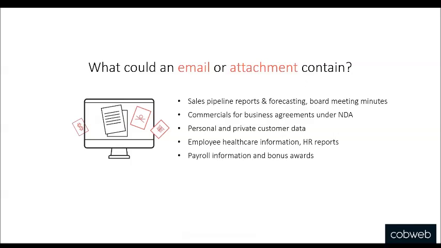Now, what are some things that an attachment could contain in the workplace? Looking at any business, every business needs to generate revenue. Therefore, every business has some kind of sales pipeline report, some kind of forecasting, or especially conversations between executive management and board directors, where the future of the company is scrutinized and strategies are discussed and put in place. That's often sent over email, both inside the business and outside the business.